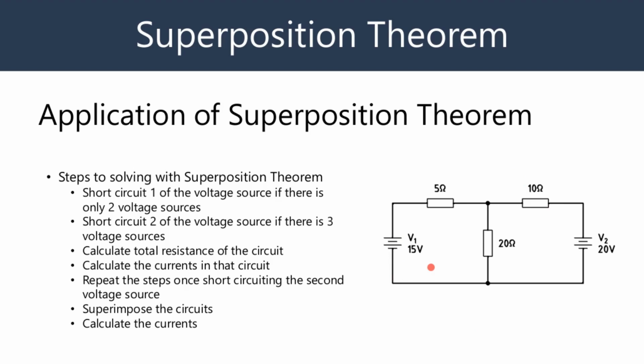Okay. So the steps to solving the superposition theorem. What we need to do is we short circuit one of the voltage sources if there are two voltage sources. If there are three voltage sources, you short circuit two of the voltage sources, and so on and so forth. Why do we do that? It's because we are going to be using Ohm's law in order to calculate currents. So I'm going to short circuit this V2's value, so put a line directly across it, and I'm going to ignore that voltage source is even there.